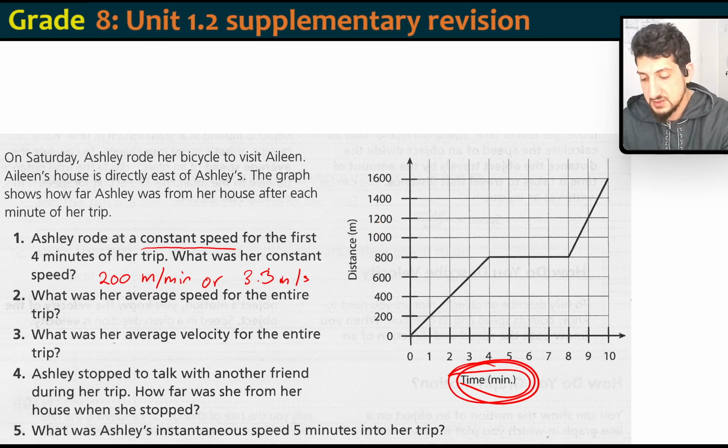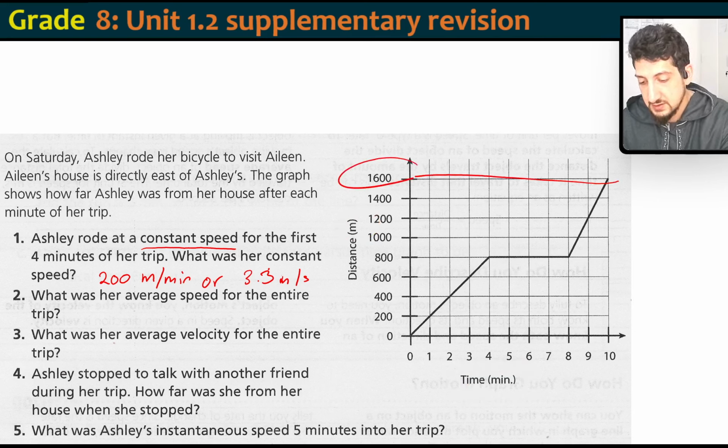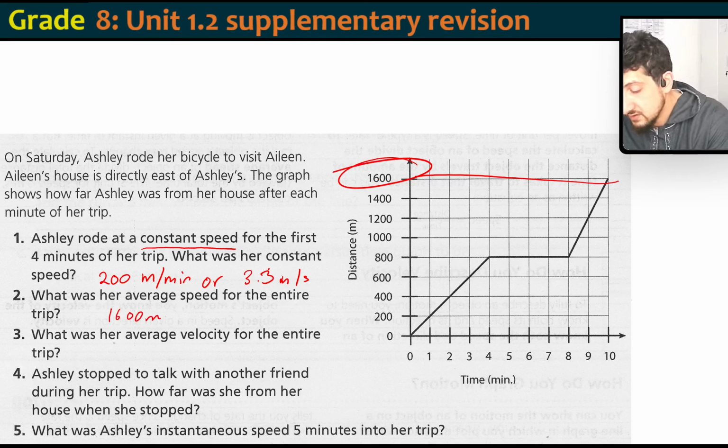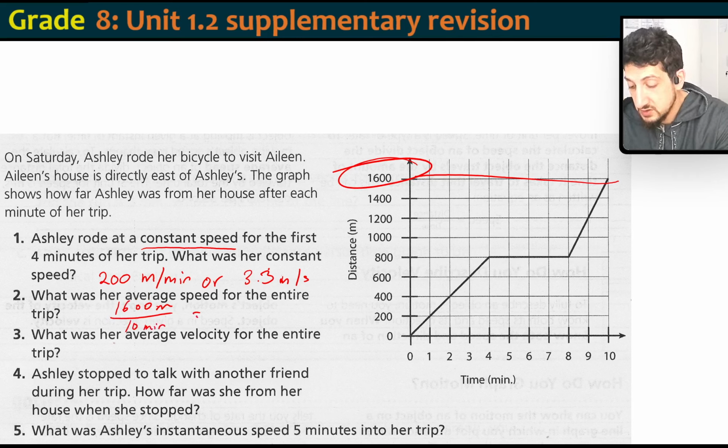What is the total distance? The total distance is up to here. You see it? That's the total distance. So it's 1,600 meters. And what is the total time? The total time is 10 minutes. So it's going to be 160 meters per minute.